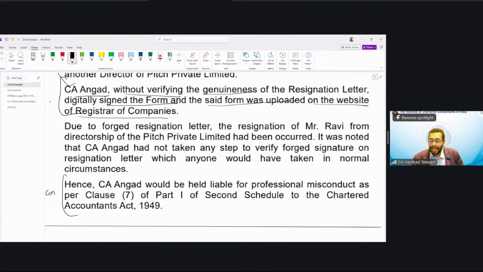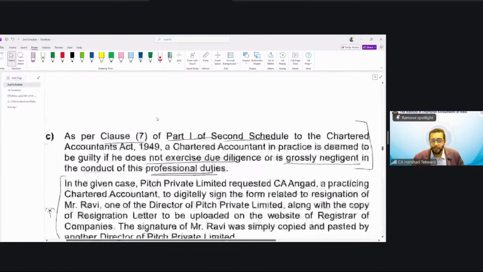professionally liable for professional misconduct in this scenario as per clause 7 of part 1 of the second schedule to the Chartered Accountants Act 1949. Any doubt on this particular question?